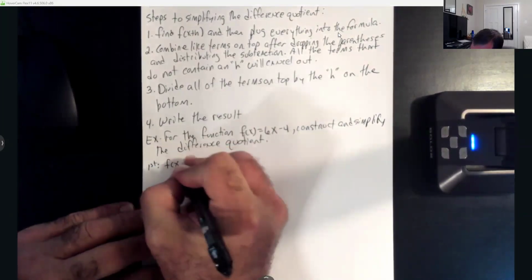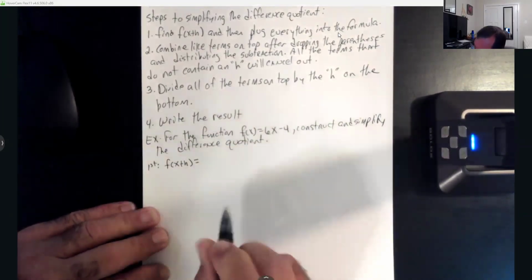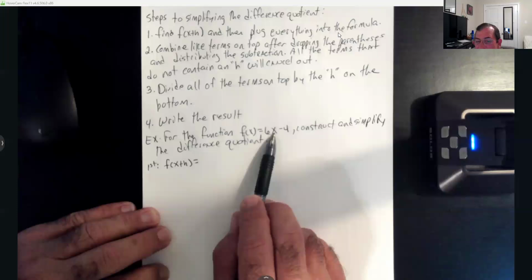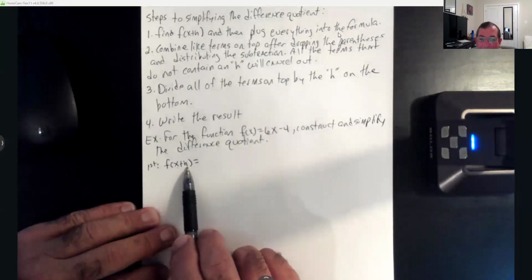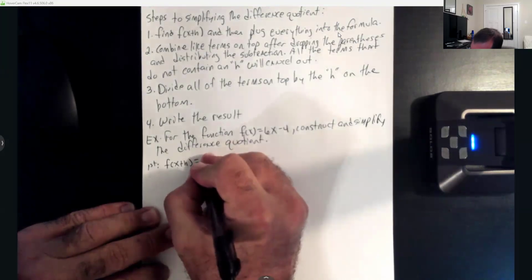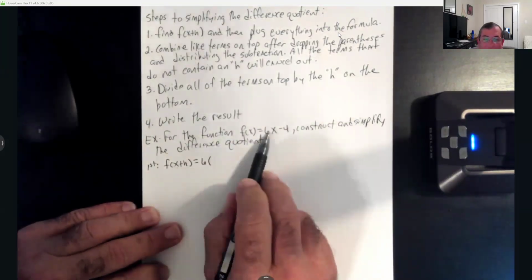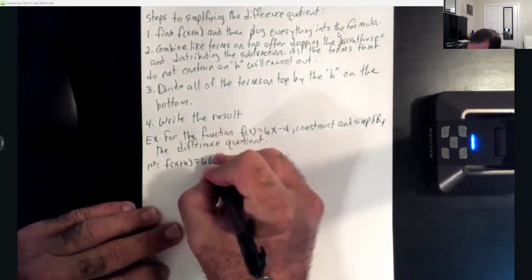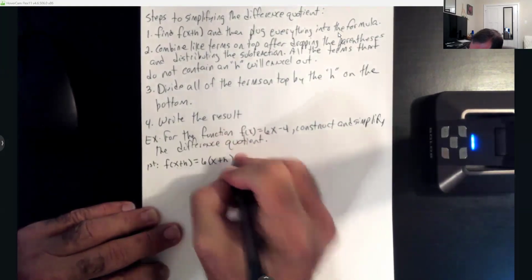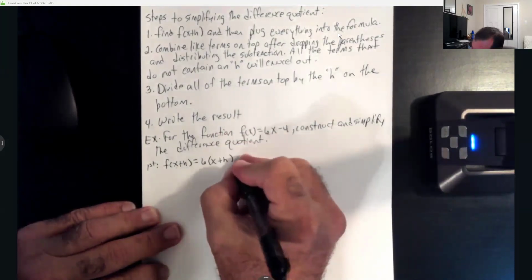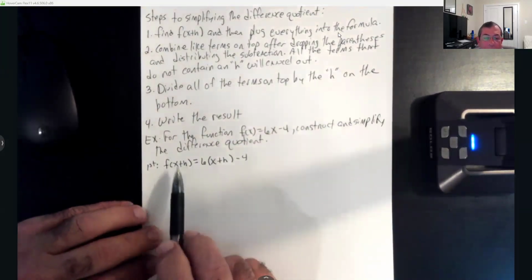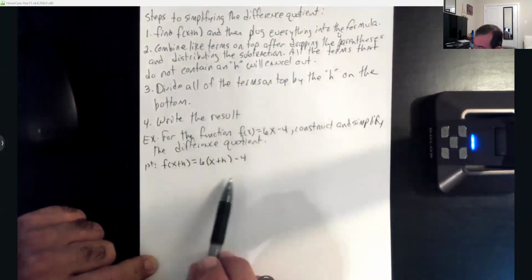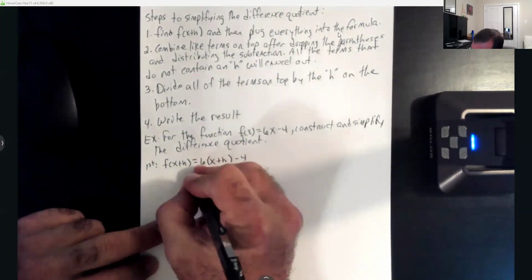So f of x plus h means I'm going to take f of x, and where f of x has the x, I'm putting x plus h. So this will be 6 times, so I've got 6 times x. Well, we're putting in an x plus h for the x. And then we've got minus 4. And y'all, that's what they mean by finding f of x plus h. You're putting that x plus h in for the variable here. Now we just have to simplify this real quick.